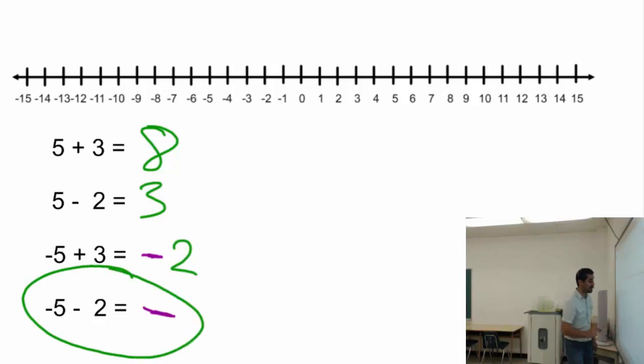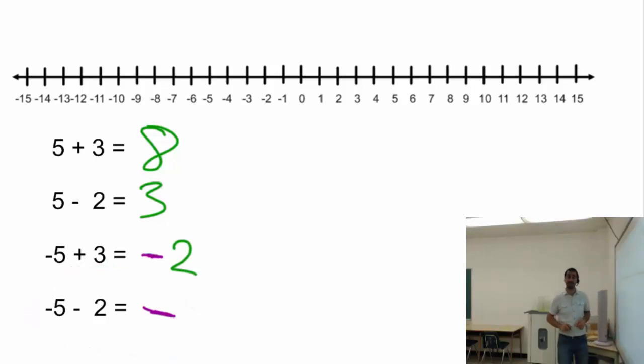How about that one? So signs are the same. Please pay attention to that. Both of them are negative, but they are the same signs. So when you see the same signs, you're going to go up. You're going to add both numbers. You're going to end up with 7.